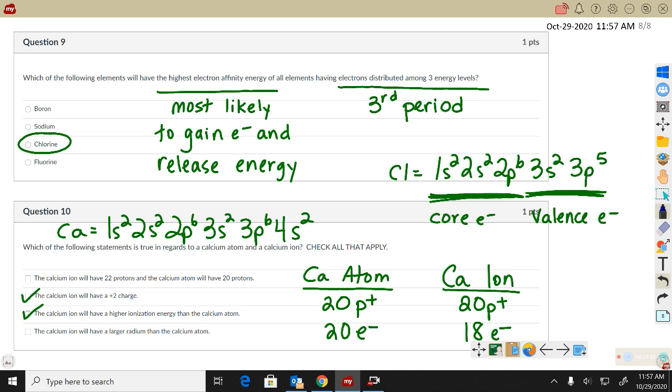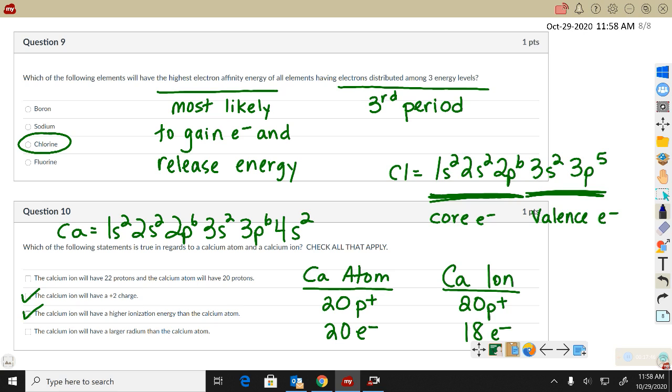That's tricky. So 3 energy levels would mean I'm really only looking at the 3rd row or the 3rd period going across. So my answer is going to be like sodium, magnesium, aluminum through chlorine and argon. That's what electrons distributed amongst 3 energy levels means. That we're going across the 3rd period or the 3rd row. So of the elements from sodium all the way across to argon, which element is most likely to gain electrons?